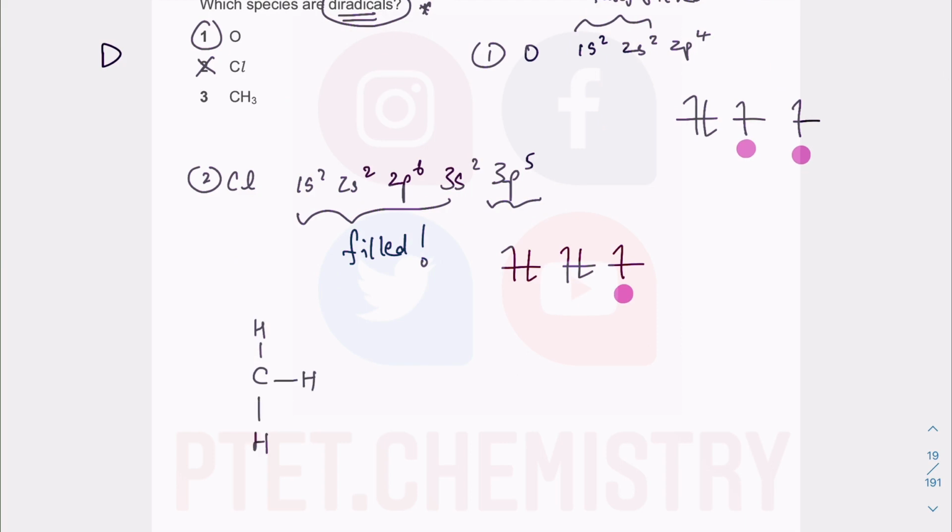CH3, if you have done organic chemistry, you will know that carbon already formed 3 bonds there. So carbon has only 1 extra electron on the carbon because carbon is group 14. It's got 1, 2, 3, 4 valence electrons. 3 already used up for bonding, only 1 there. This is a mono radical. It is not a diradical. It's only got 1 unpaired electron there. So 3 is also wrong.